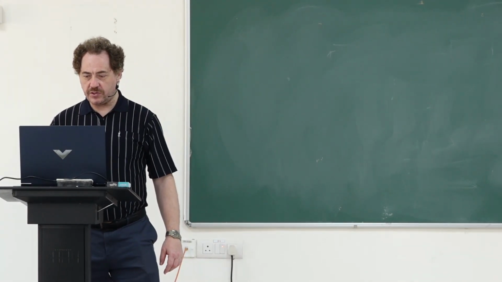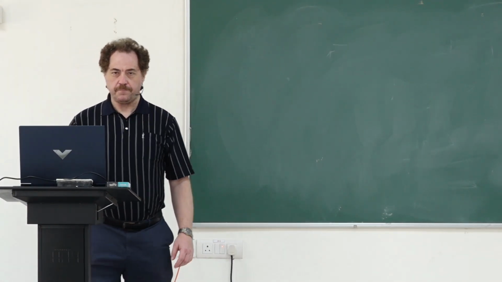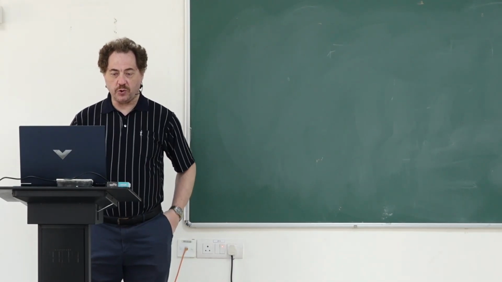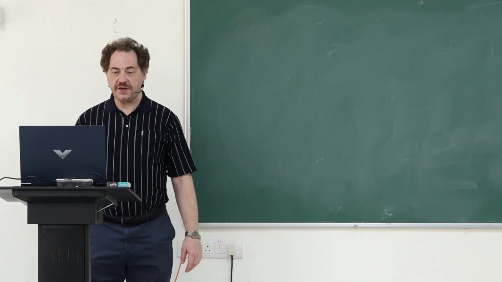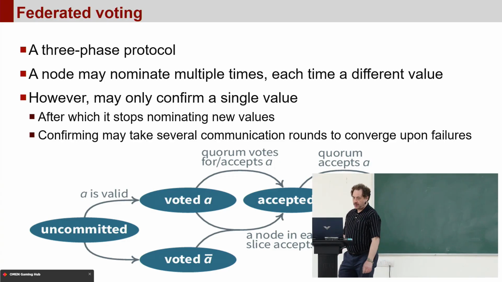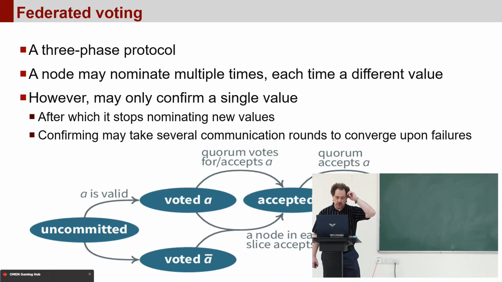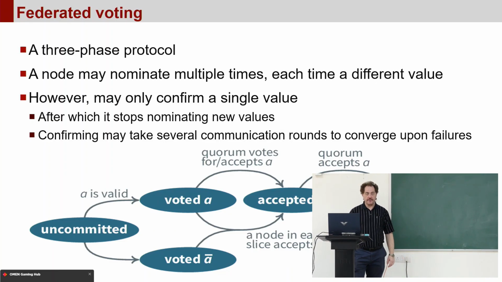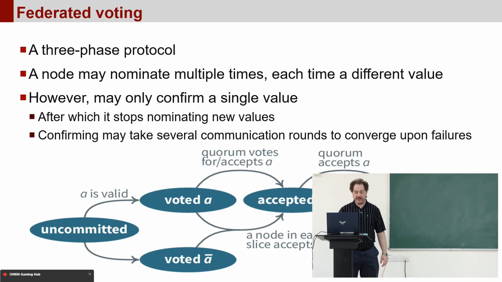Once the quorum is determined, Stellar executes what's called a federated voting, which is a 3-phase protocol. So it's similar to many other BFT protocols. It includes 3 phases, not 2 phases like Paxos. And in this protocol, the main purpose, of course, is to reach consensus.